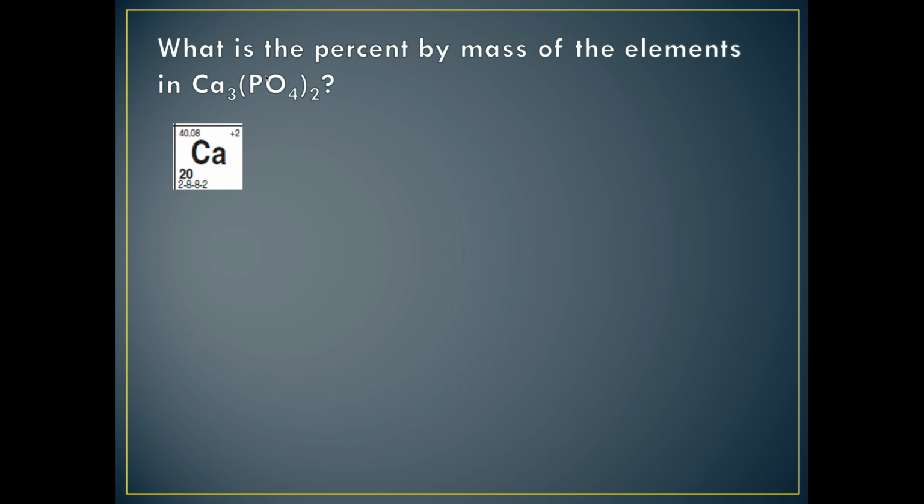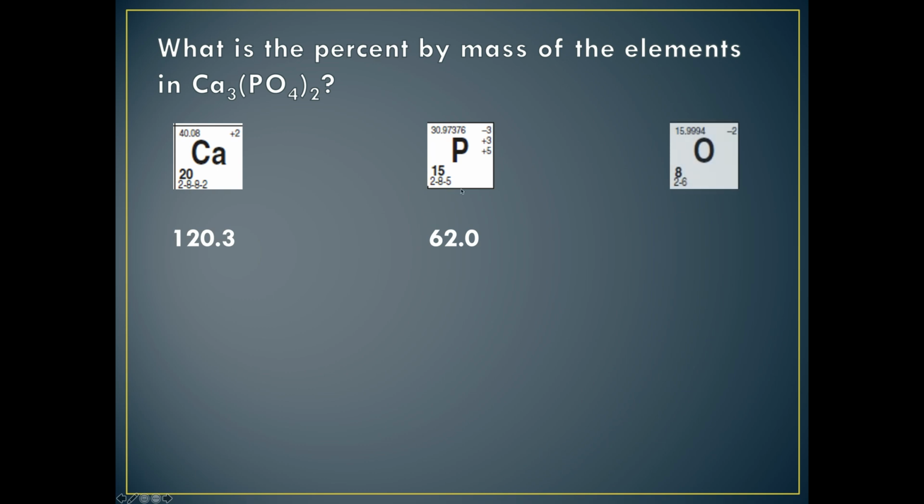Let's go back here. There are three calciums, each weighing 40.1. There are two phosphoruses, each of them having a mass of 31.0. So we'll multiply that out and get 62.0. There are 4 times 2 is 8 oxygens. Each one is 16.0. And that comes out to 128.0.